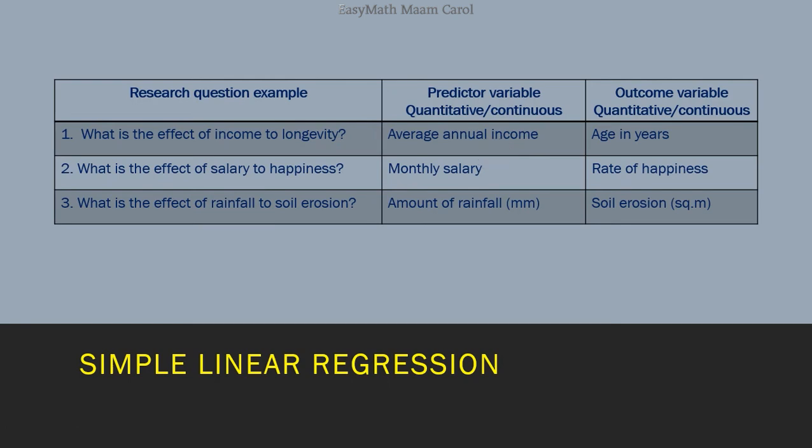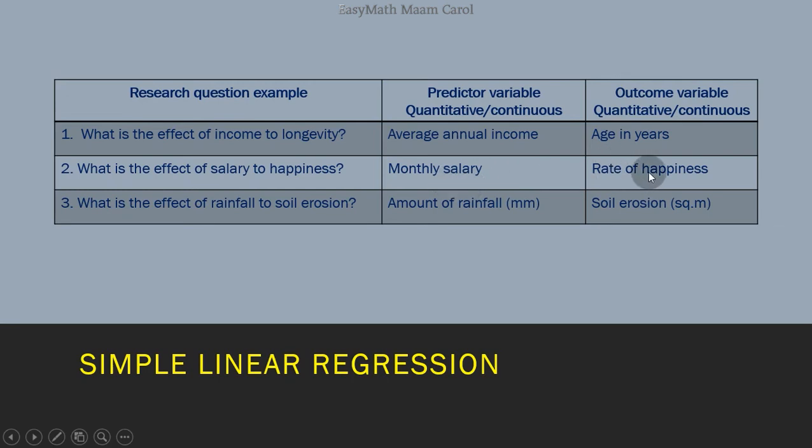Tinitingnan mo kung ano yung relationship nung annual income mo dun sa edad mo. Tingnan natin kung merong relationship siya. Another example is effect ng salary sa happiness. Yung happiness, i-rate mo siya. Kaya siya ay numerical. And then, of course, your monthly salary, numerical din yan. Kasi measured in kung ano man yung currency. If you're in the Philippines, it's measured in pesos. Pag sa US, dollars. Pag sa Canada, Canadian dollars.